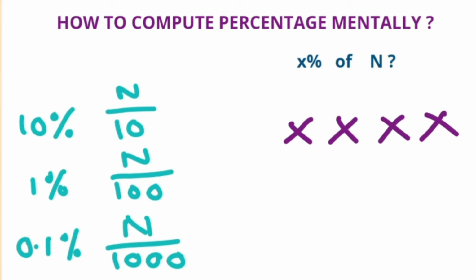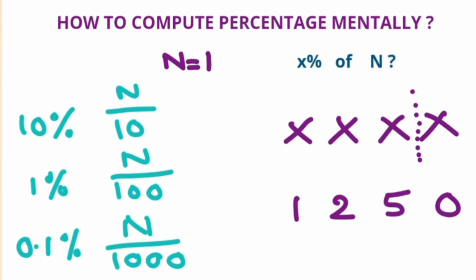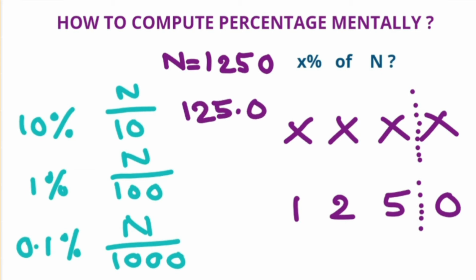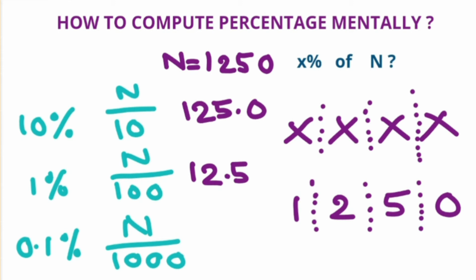You can find its 10% value by drawing a line after its units place digit. So if n equals 1250, its 10% is 125.0. Next, to find 1% of any number, draw a line after the tens place digit. So for 1250, the 1% value is 12.50. To compute 0.1%, the line moves one more position left. So 0.1% of 1250 is 1.25.